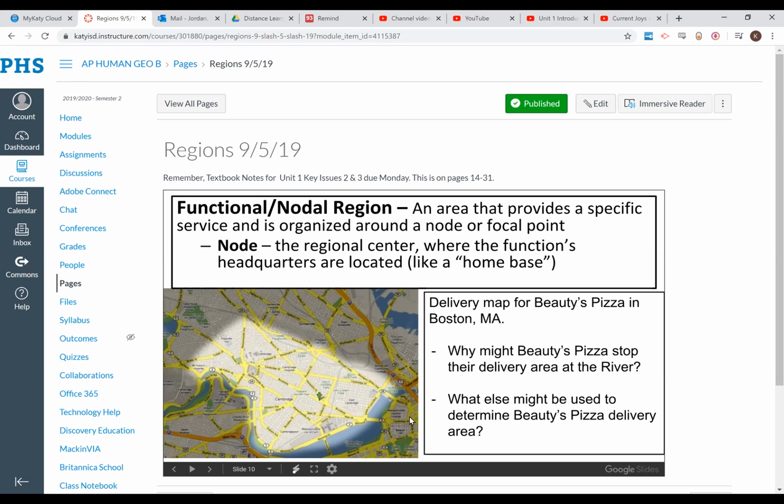Guys, what else might be used to determine Beauty's Pizza's delivery area? What do you think they use to help determine those delivery areas? You guys can just check out or answer in the chat, okay?